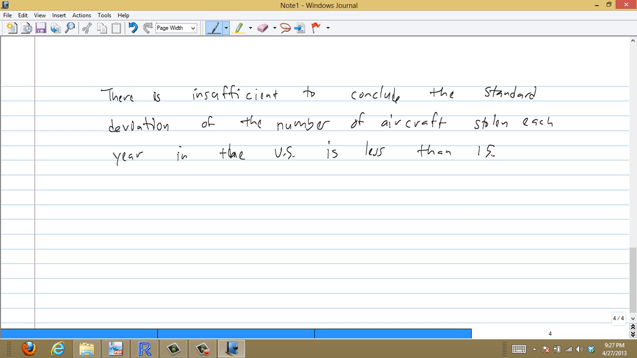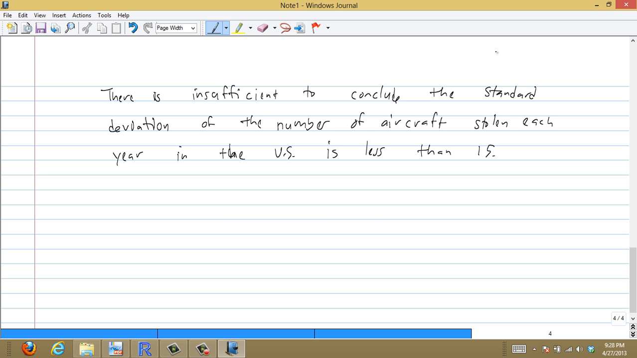So that's really just a fancy way of saying that there's insufficient evidence to conclude the alternative hypothesis. So we cannot conclude that the standard deviation of the number of aircraft stolen each year in the US is less than 15. So there we have two examples of how to perform a hypothesis test for a population variance.